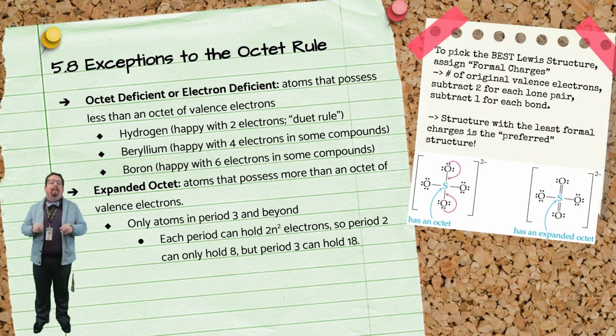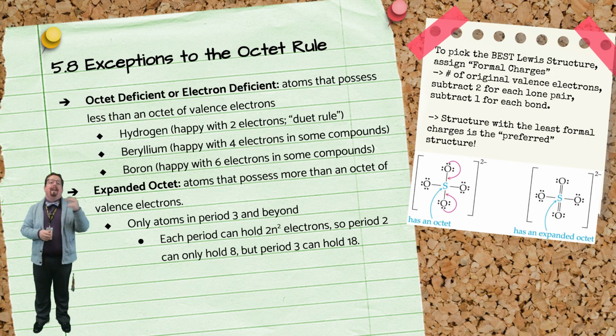All right, two quick things to wrap this all up. As always, there are exceptions to our rules. Some atoms are happy with more or less than a full octet. Electron-deficient atoms have less than a full octet and may include hydrogen, which follows the duet rule, beryllium, which is happy with 4 electrons, and boron, which is happy with 6 electrons.